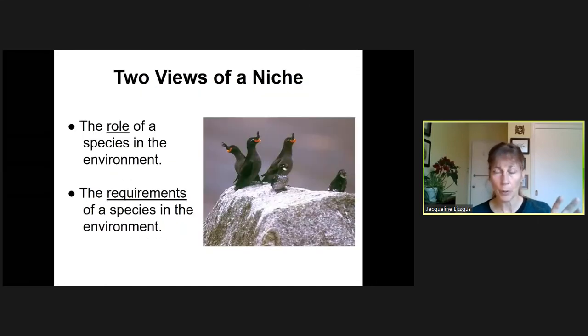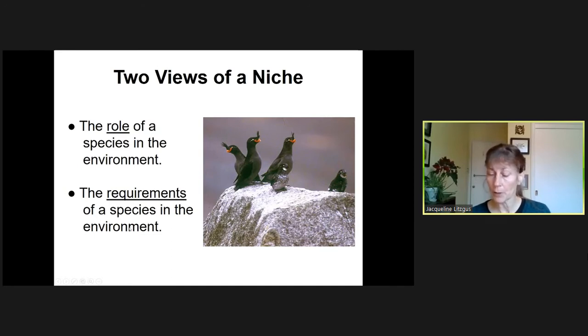So here are two more definitions that have been applied, or views that have been applied to this idea of a niche. The first is the role of a species in the environment. It's kind of a vague definition, right? But what this definition is doing is referring to the requirements of a species and how it affects and interacts with the environment. So it's the role of the species in that environment, how it interacts with that environment, how it affects that environment. And then a stricter definition that's a part of that one is the requirements of a species in the environment.